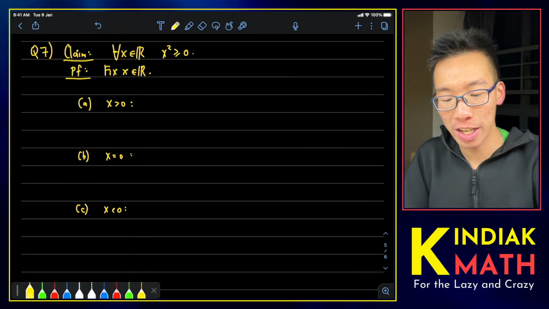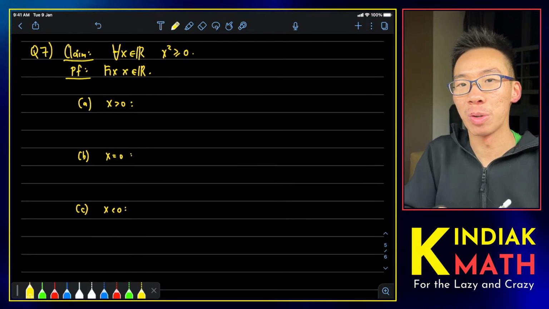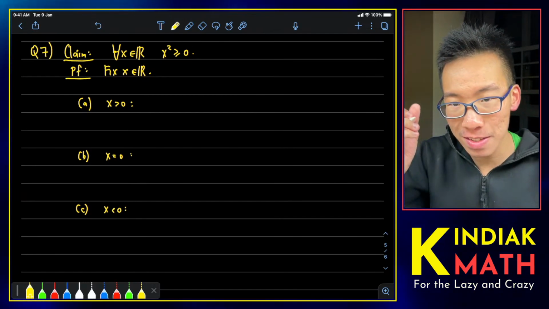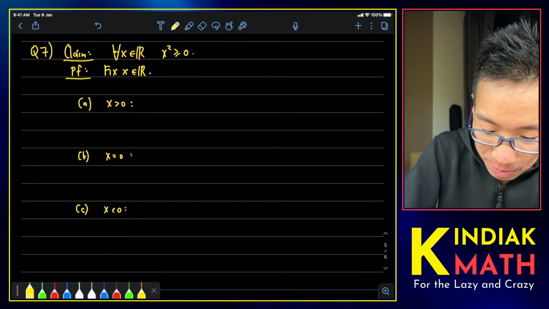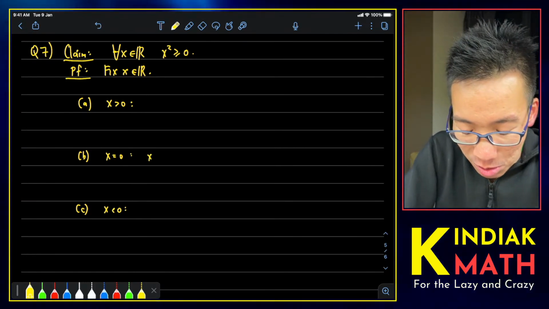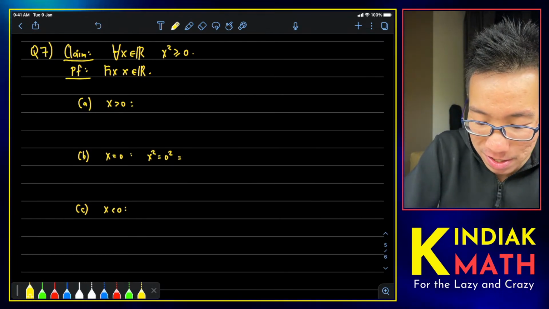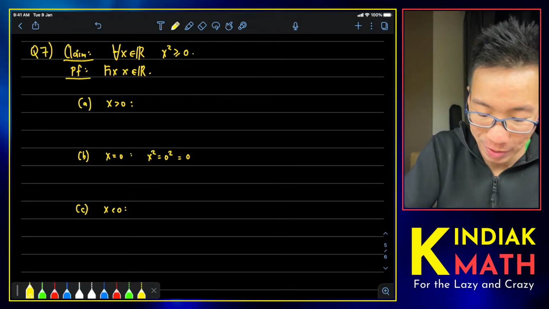Right? So we need to check that for any situation, we will get x squared being bigger than or equal to 0. Let's look at x equals 0. That's actually the easiest case here, because if x equals 0, then x squared is 0 squared. And 0 times anything is 0. So we're good to go.